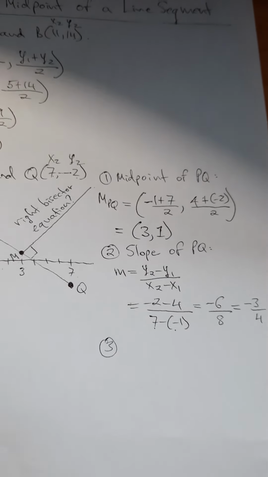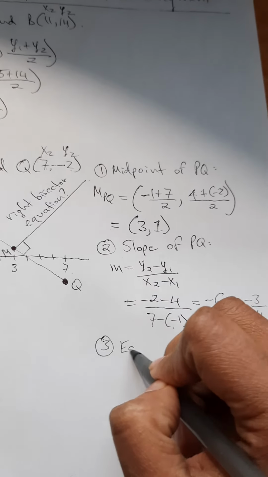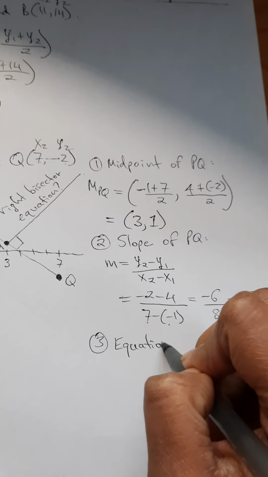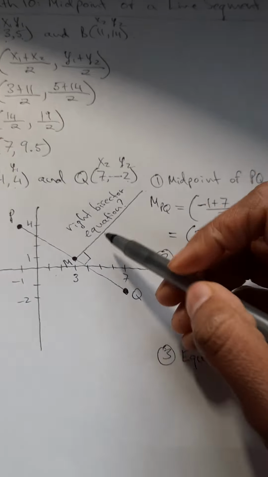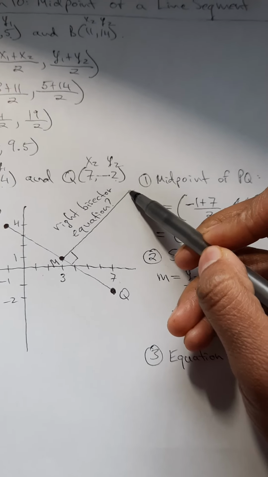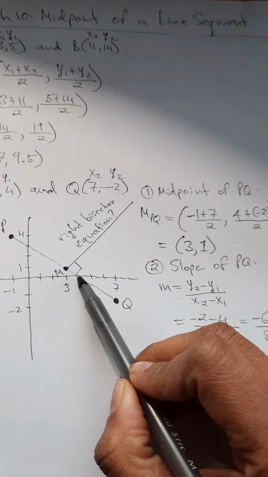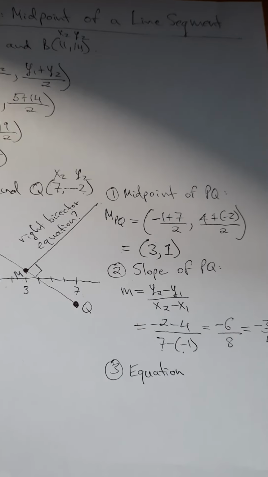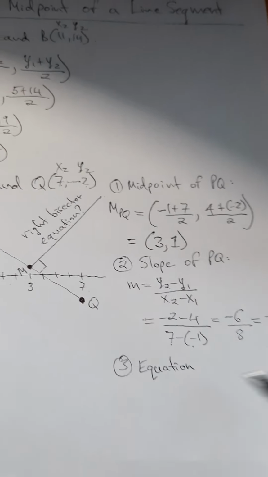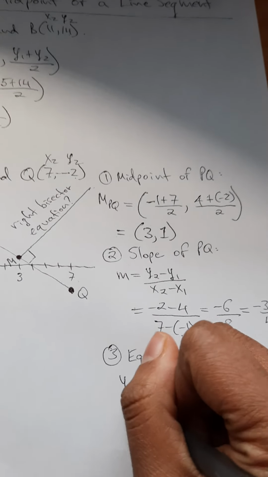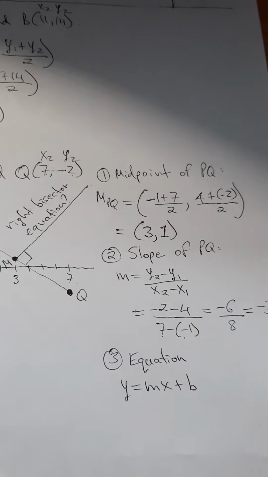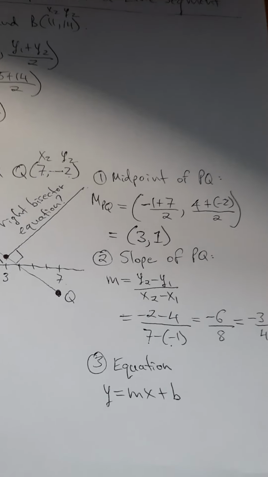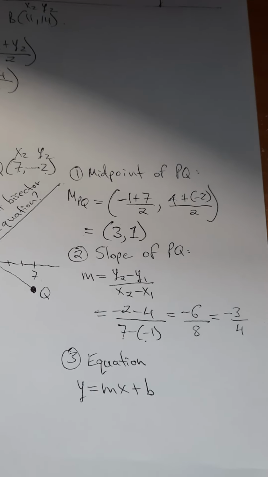The last thing we're looking for is basically the equation. This is not the equation of PQ. It's actually the equation of the right bisector. Notice the right bisector is intersecting at a 90-degree angle. So what you're going to do here is sub into the y equals mx plus b equation. Remember, this is the equation of a straight line.